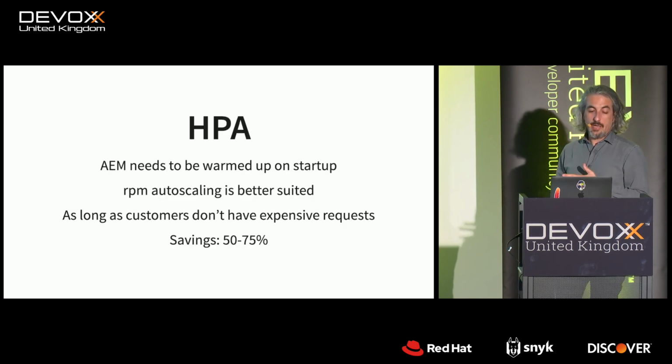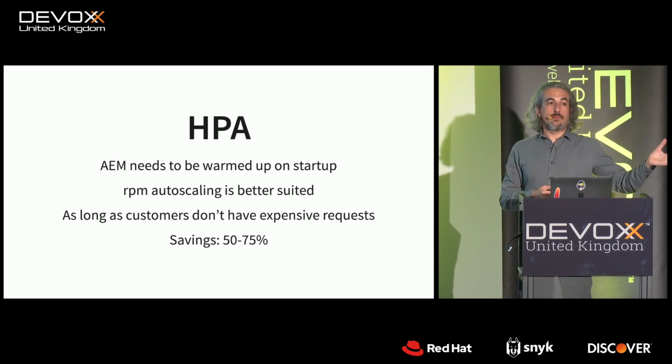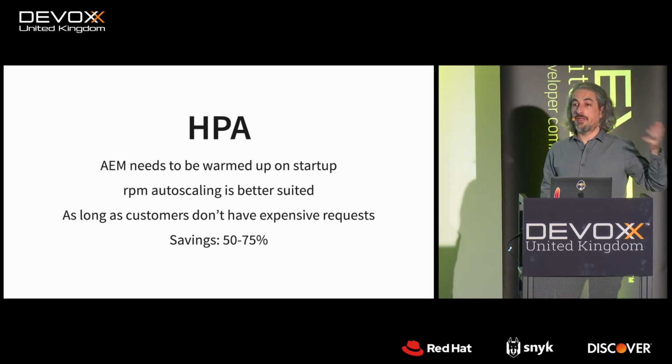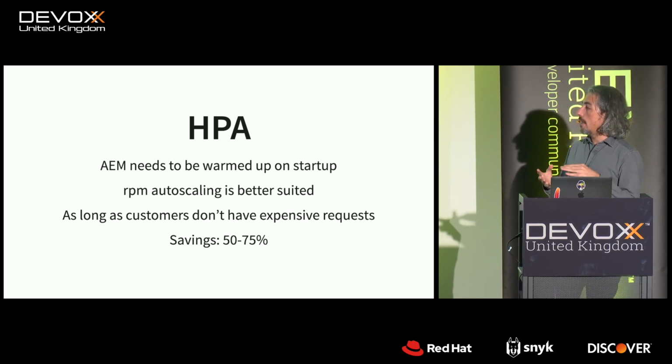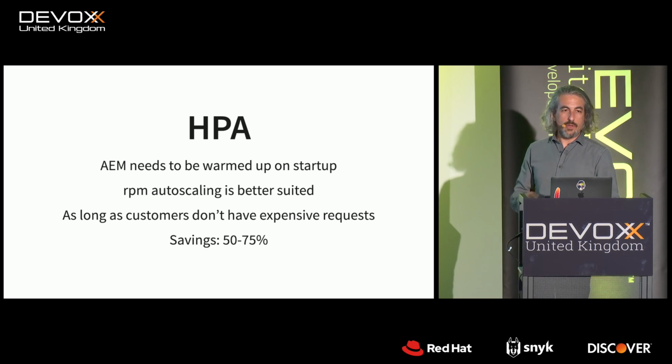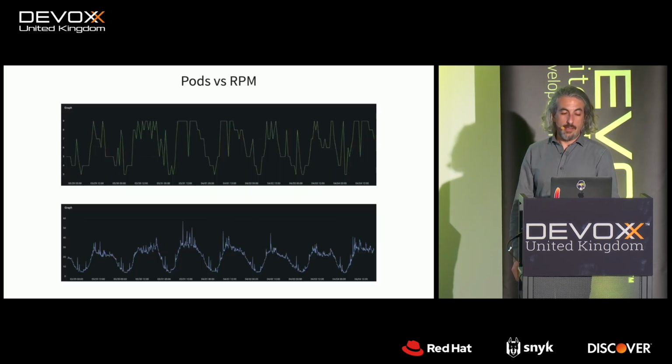So we also use requests per minute, and some other projects use, if you have a queue of things to process, the size of the queue as a metric to create more or fewer pods. RPM is very suited for us, and as long as you don't have expensive request response times, that works better. And this saves us like 50 to 75% compared to always running at full capacity with all the pods that we needed.